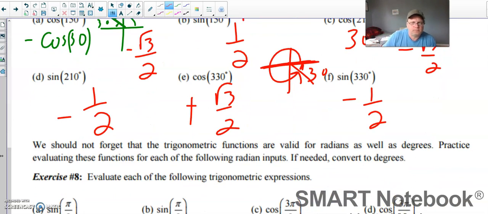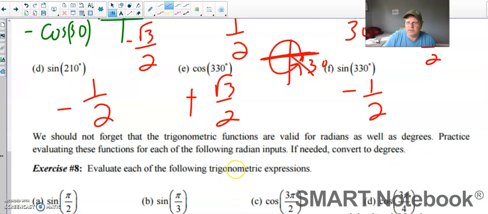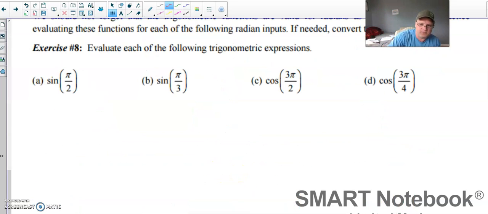We should not forget trig functions and radians, radians and degrees. Evaluate each of the following expressions. Changing them all to degrees first would probably be the easiest, of course. Pi over 2 is 90. Sine of 90 is 1. Sine of pi over 3.